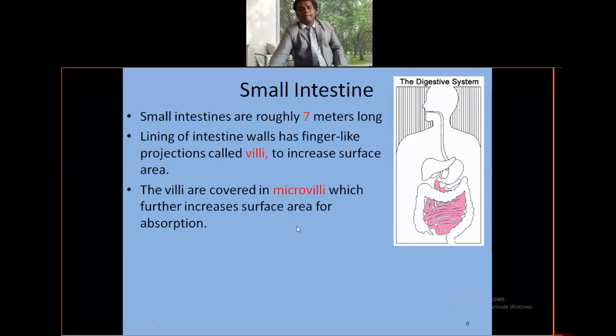The villi increase the surface, and the villi are covered in microvilli, which further increase the surface area. These finger-like projections are responsible for absorption.